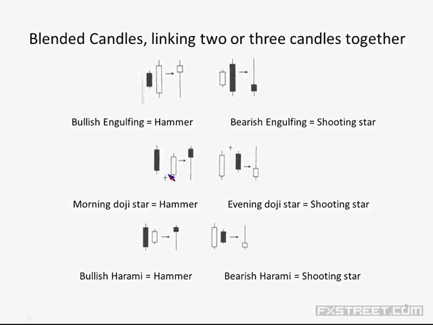Okay, now you can also see that little doji all by itself there.